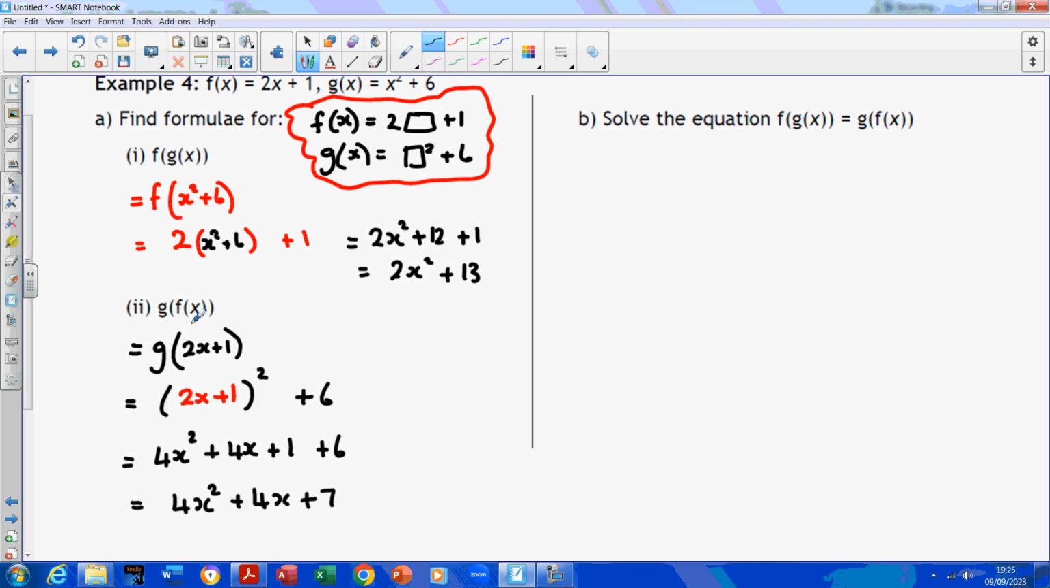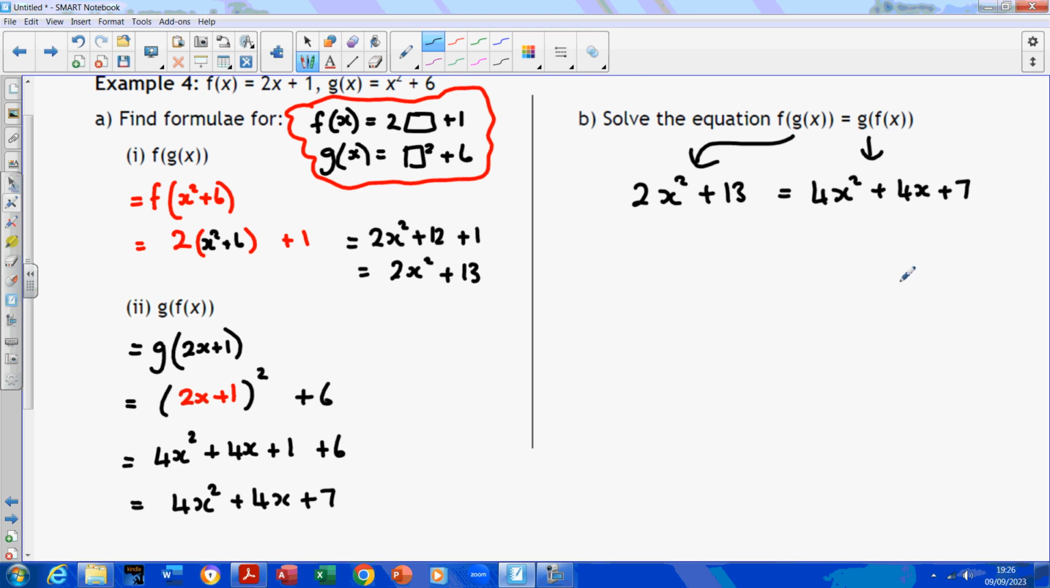That's it all done. Now sometimes it can give you a wee problem. Here's a wee problem here. Solve the equation f of g of x is equal to g of f of x. Right, so we've already worked out f of g of x. There it is. So it's telling me that 2x squared plus 13, that's that bit, has got to be equal to g of f of x, that one there, and we worked it out to be 4x squared plus 4x plus 7.